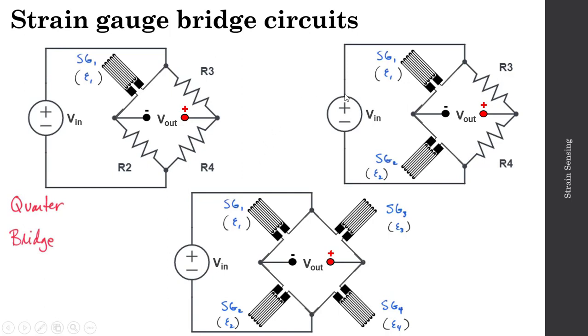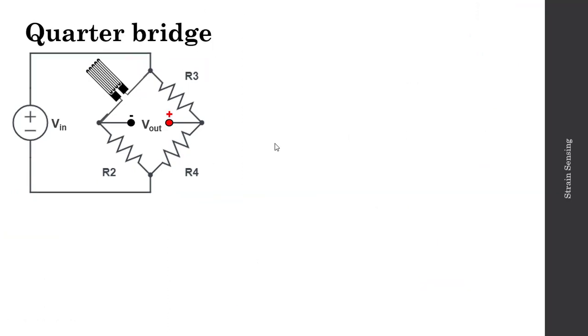In the case where I have two strain gauges, strain gauge 1 measuring a strain 1 and strain gauge 2 measuring a strain 2, we refer to this as a half bridge. And then in the case where all of my resistors are replaced now by strain gauges, this is referred to as a full bridge circuit. Let's begin by taking a look at a quarter bridge circuit.